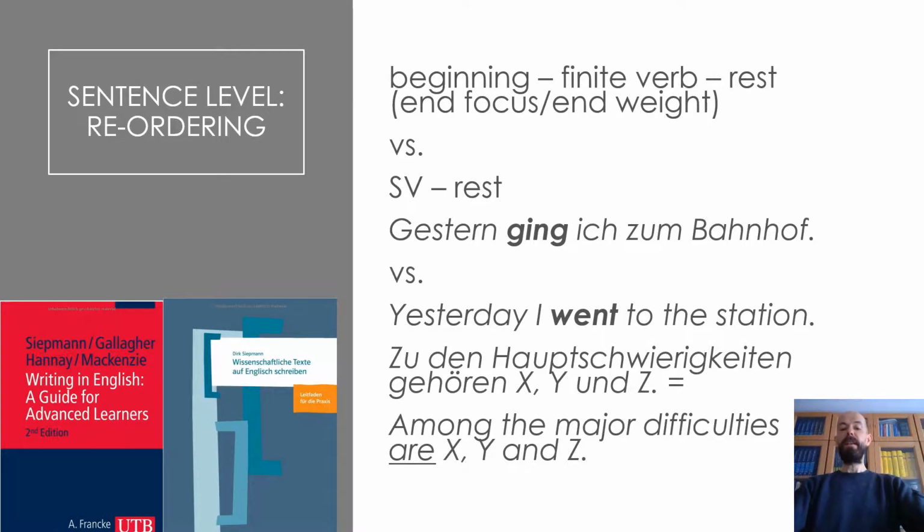So here, it would be preferable to use the same order in English and say something like, among the major difficulties are X, Y, and Z. If you want to learn more about this, check out Writing in English or Wissenschaftliche Texte auf Englisch schreiben.